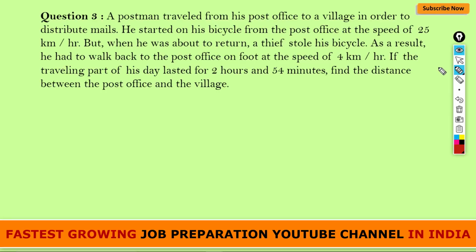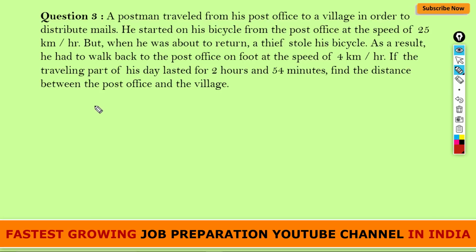As a result, he had to walk back to the post office. The same thing: the distance that he covered previously on a bicycle, now he has to travel the same distance on foot at the speed of 4 km per hour. Both the speeds we have got. If the travelling part of his day lasted for 2 hours and 54 minutes, so time also we got. Find the distance between the post office and the village. It's a very easy kind of question, but it's not tricky.